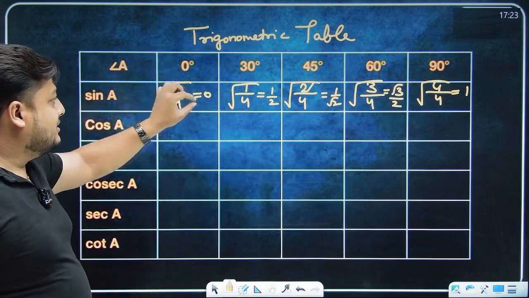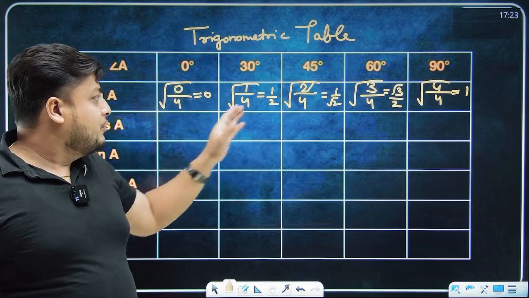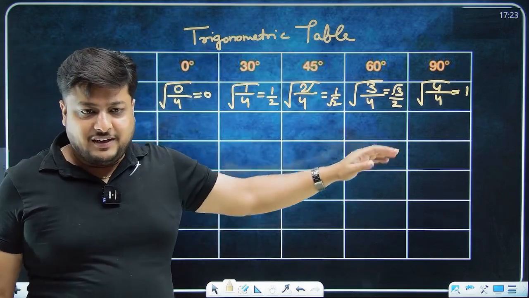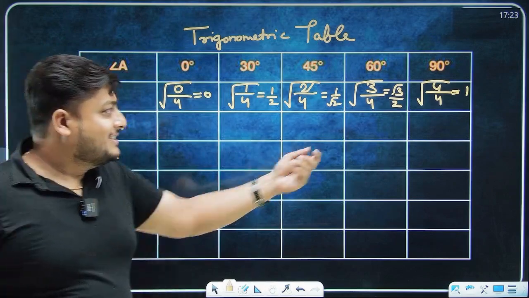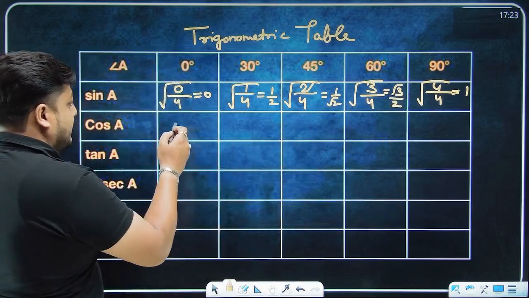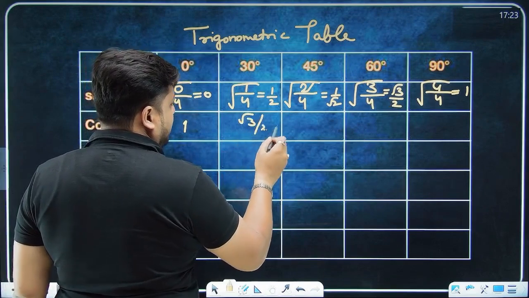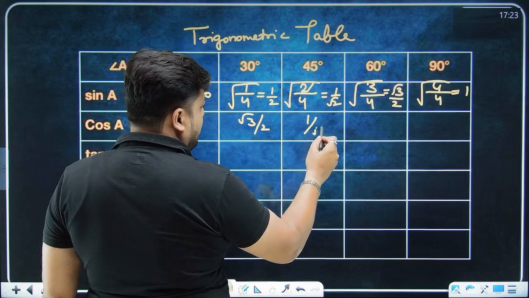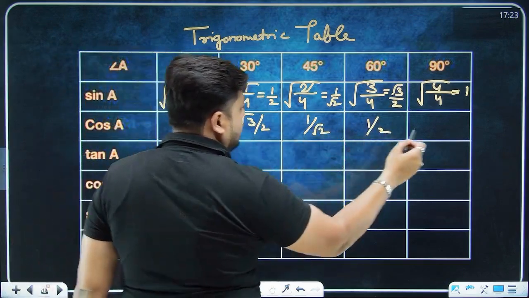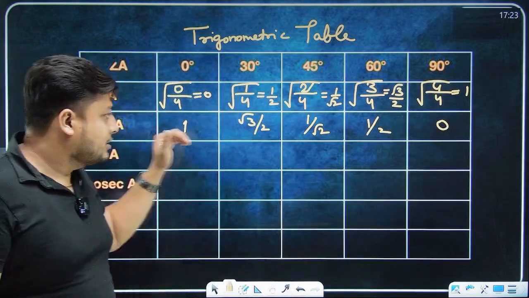Yes, these are the values. Sine 0 is 0, sine 30 is 1 upon 2, sine 45 is 1 upon root 2, sine 60 is root 3 upon 2, sine 90 is 1. Now for cos, just reverse this order. You have to write 1 here, root 3 by 2 here, 1 by root 2 here, same, and 1 by 2 here and 0 here. So sine theta is written, cos theta is written.